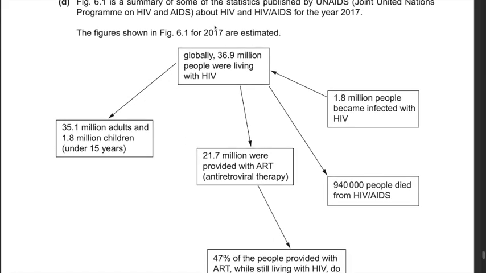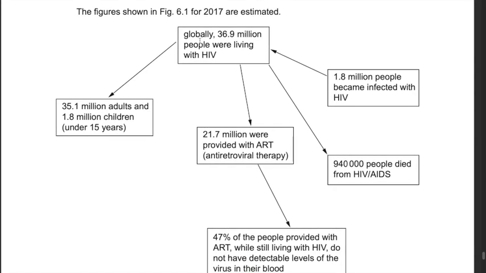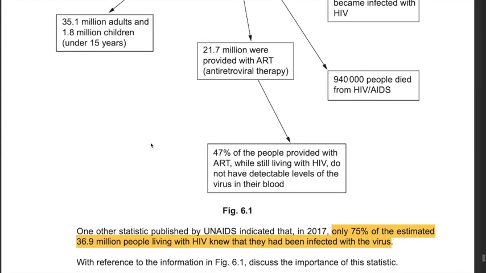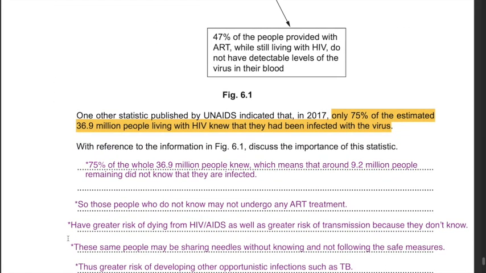Part D. Figure 6.1 is a summary of some of the statistics published by the Joint United Nations Programme on HIV and AIDS about HIV and AIDS for the year 2017. The figures shown in figure 6.1 for 2017 are estimated. So as you can see over here, figure 6.1 shows different kinds of statistics. Globally, 36.9 million people were living with HIV. And the question being, one other statistic published by UNAIDS indicated that in 2017, only 75% of the estimated 36.9 million people living with HIV knew that they had been infected with the virus. With reference to the information in figure 6.1, discuss the importance of this statistic.